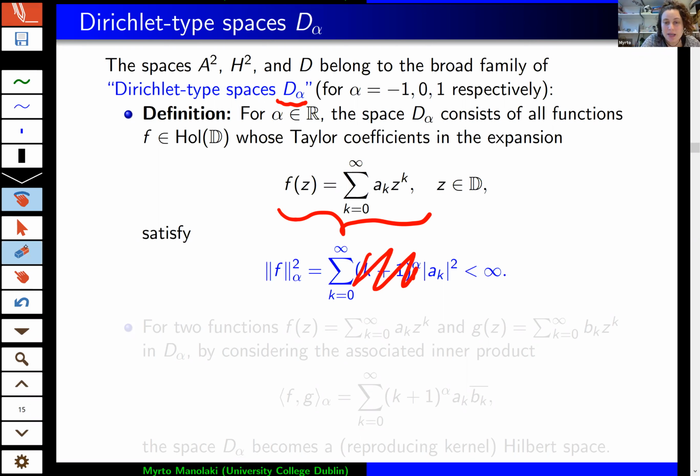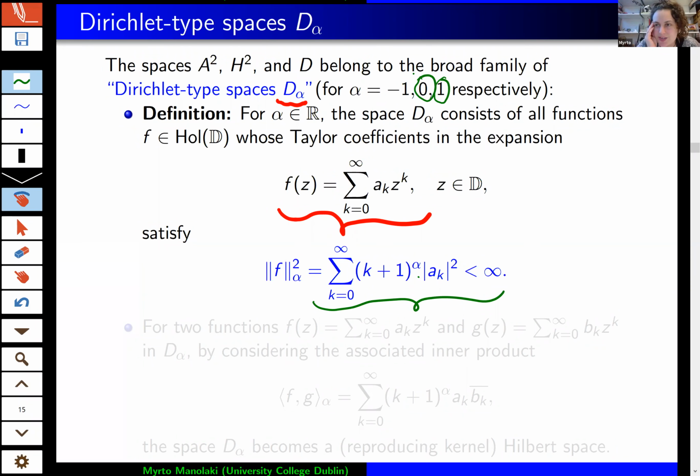So in Dirichlet type spaces, all you do is put a weight here. So instead of alpha being zero, in the Hardy case I had alpha being zero. So you can define the set of all functions whose Taylor coefficients have the property that the series of (k plus 1) to the power alpha, times the modulus of a_k squared, is summable.